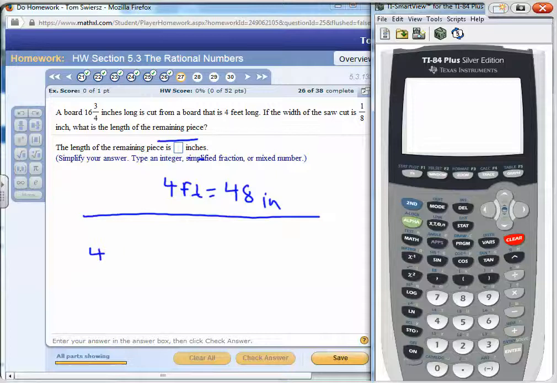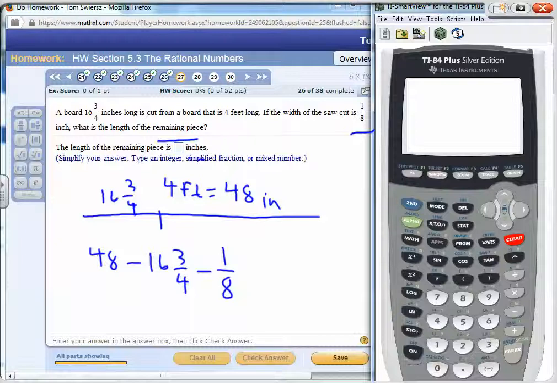Now, we're going to make a cut that is 16 3/4, so we're going to subtract 16 3/4. We're going to take away that piece, but also the cut is 1/8. So we have to take away 1/8 of the board for the thickness of the cut. So what's left will be 48 minus 16 3/4 minus 1/8. Again, we can do this on our calculator, or we can do pencil and paper.